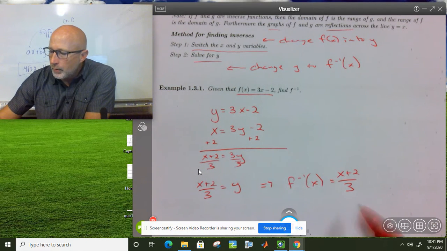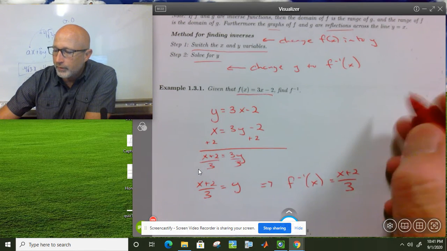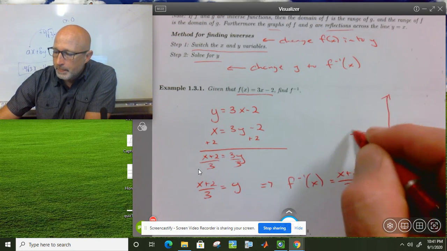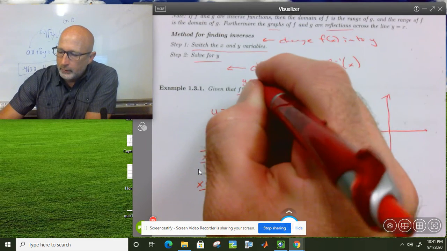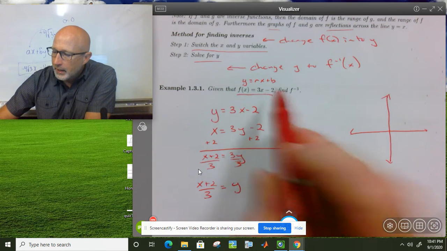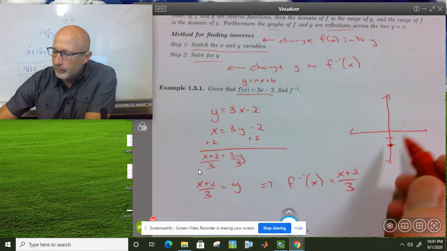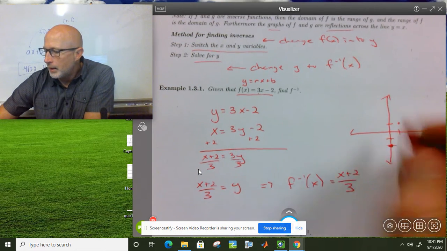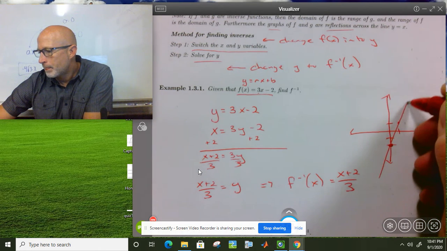Now I quickly want to show you what the graphs of these look like, so that you can see that it's a reflection across the line y is equal to x. This right here is in slope-intercept form, that is y is equal to mx plus b. It has a y-intercept of negative 2, so 1, 2, and it has a slope of 3. So from this point, you can go up 1, 2, 3, and over 1. So that line looks like that.